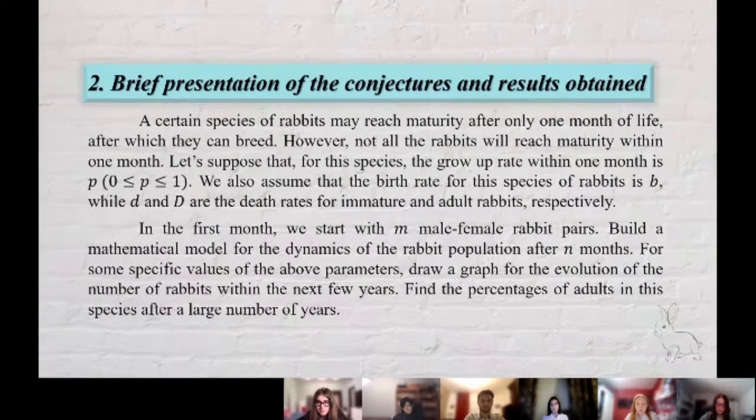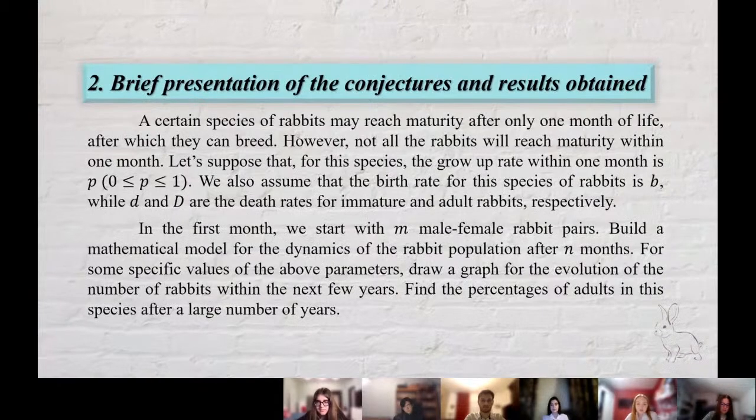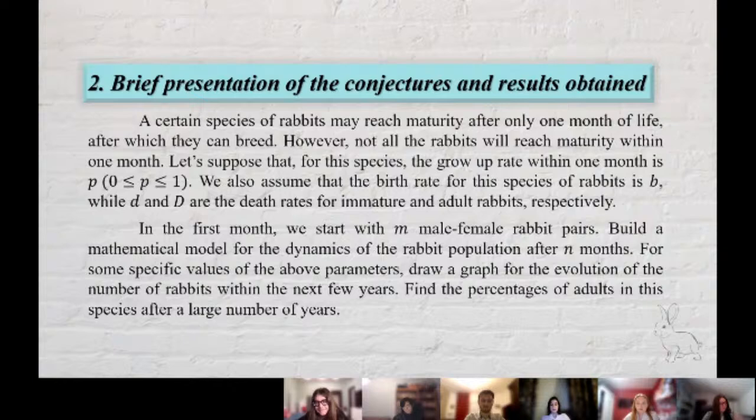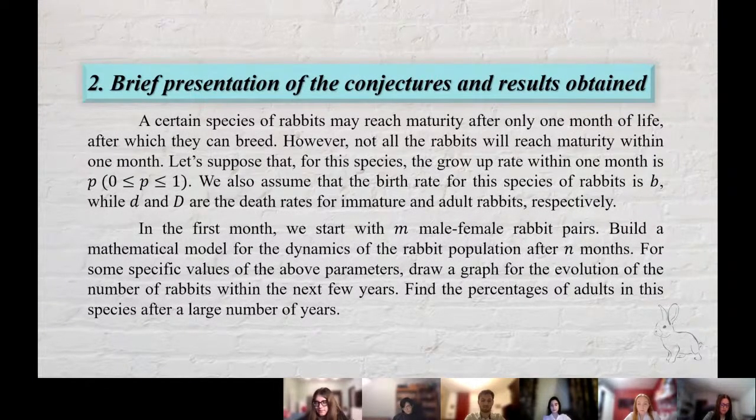In the first month, we start with M male-female rabbit pairs. We want to build a mathematical model for the dynamics of the rabbit population after n months. For some specific values of the above parameters, we want to draw a graph for the evolution of the number of rabbits within the next years and find the percentages of adults in this species after a large number of years. Now I shall let my colleague Medea continue.